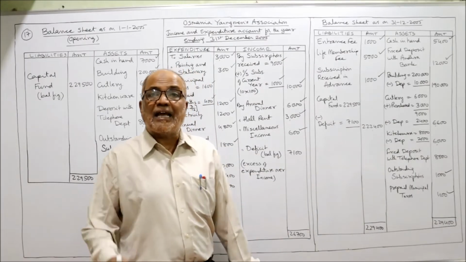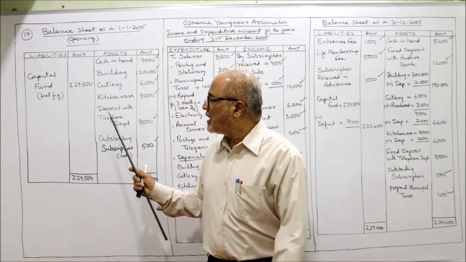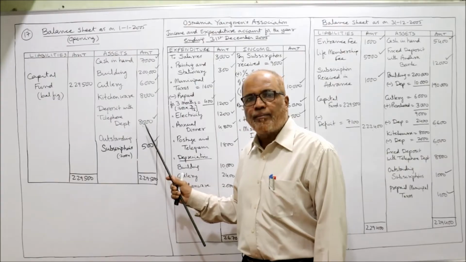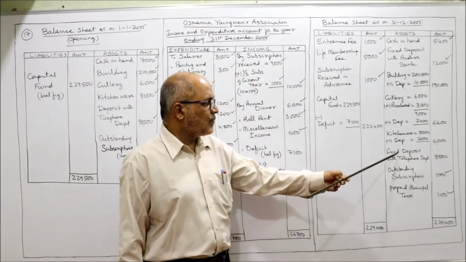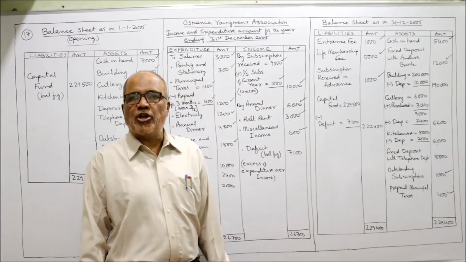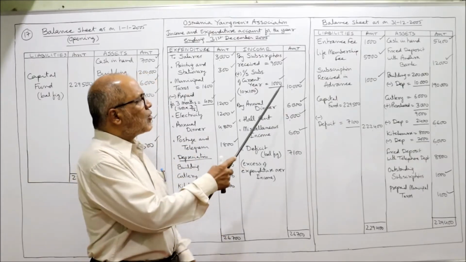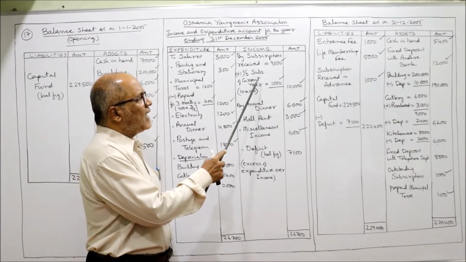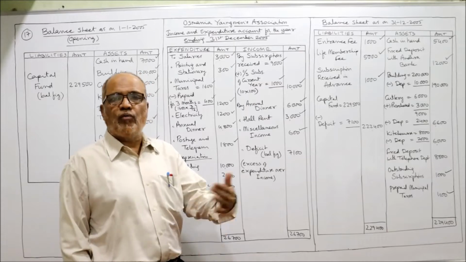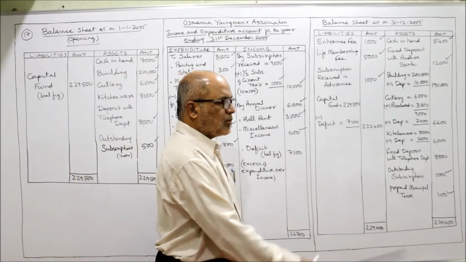Fixed deposit with telephone department. At the beginning of the year we are having a deposit with the telephone department. The same thing we have taken, 8,000. Then outstanding subscription. During the year 1,000 rupees subscription is outstanding for the current year. Due for the current year, that will be taken out.